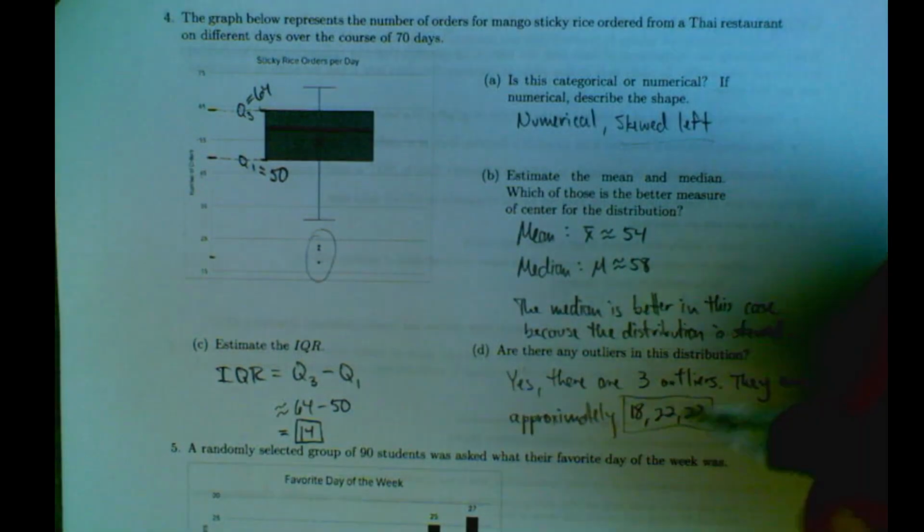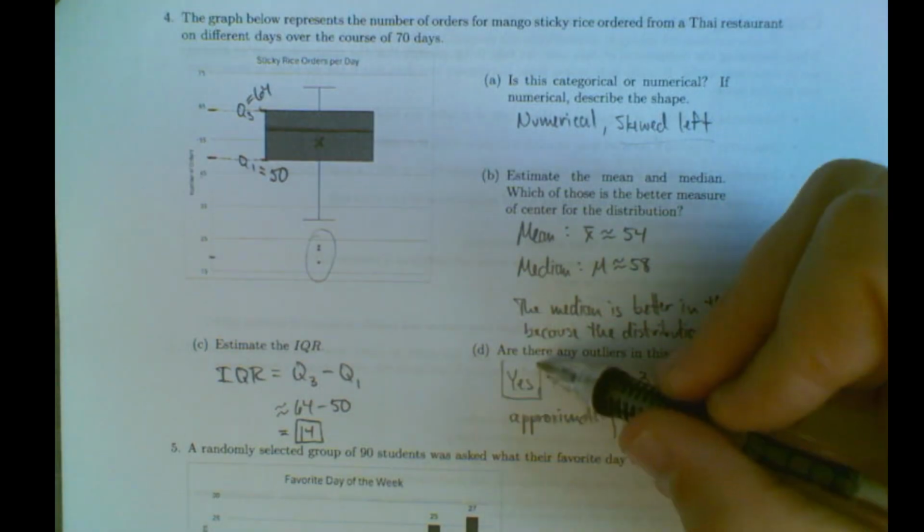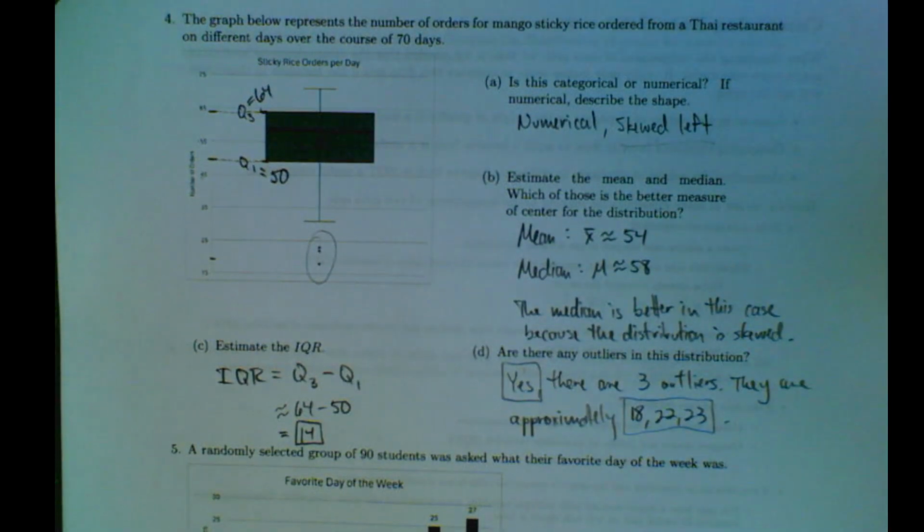But I don't know why I boxed that, because the real answer to the question is simply yes. Are there outliers? Yes, there are. Right, there are 3 of them.